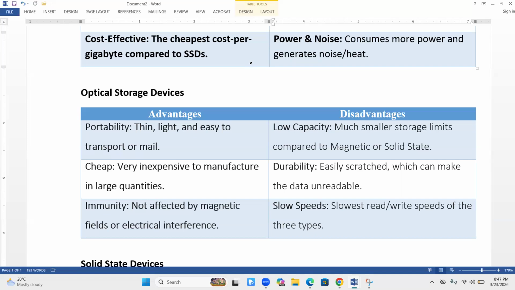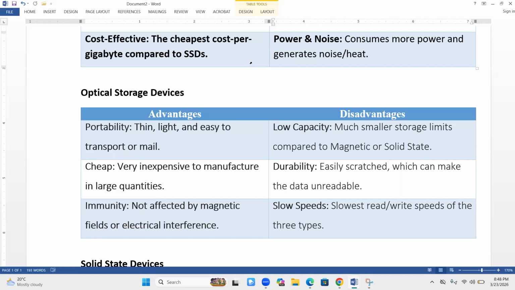The third advantage of optical storage devices: they are not affected by magnetic fields or electrical interference. And the disadvantages of optical storage devices: low capacity when we compare with magnetic or solid state devices. Very low capacity, with storage limits much smaller.